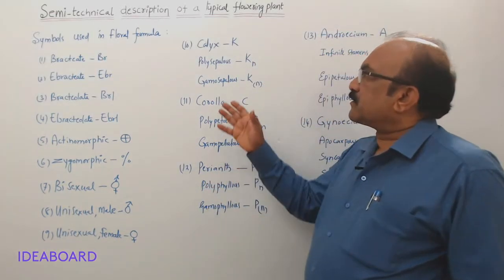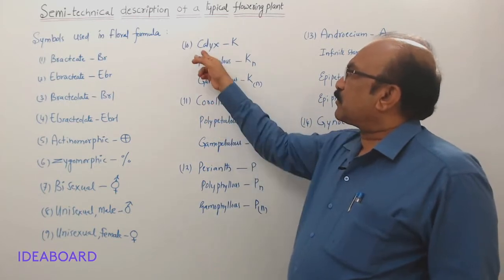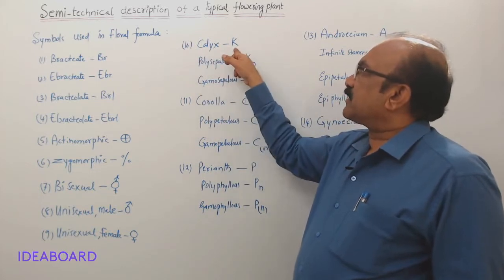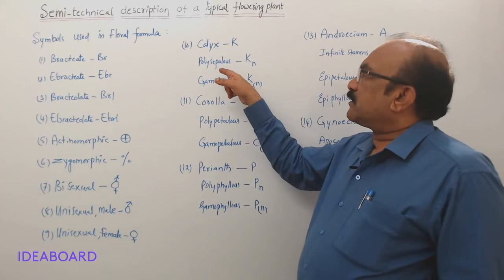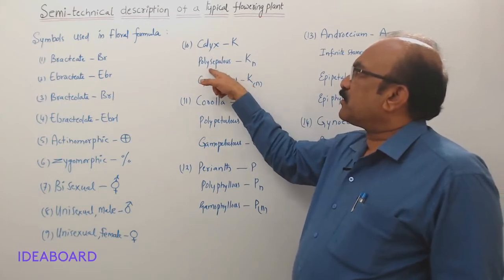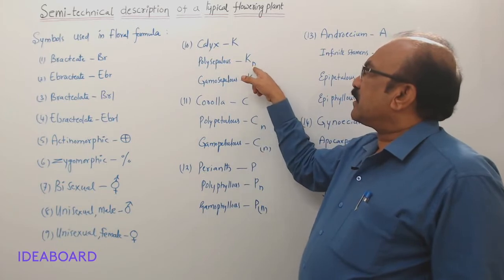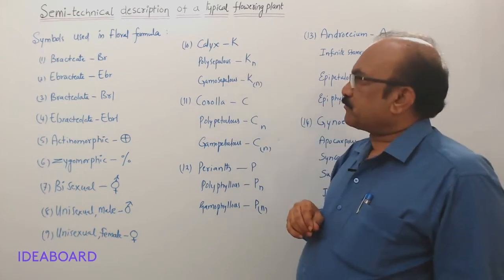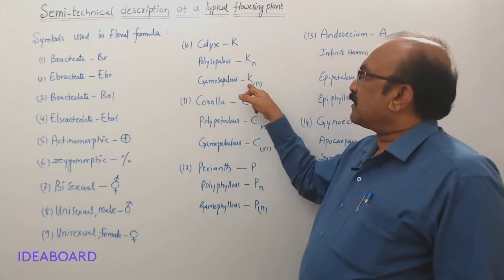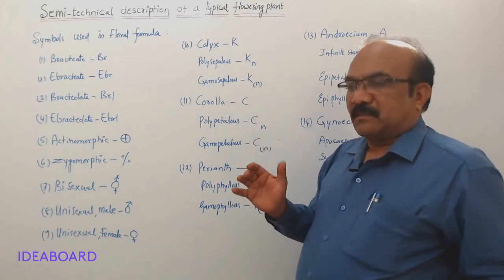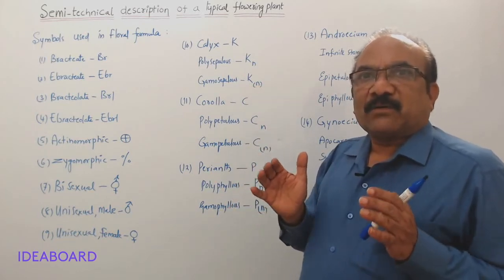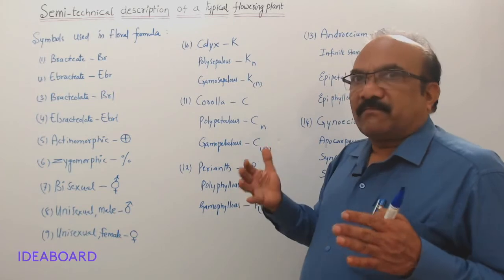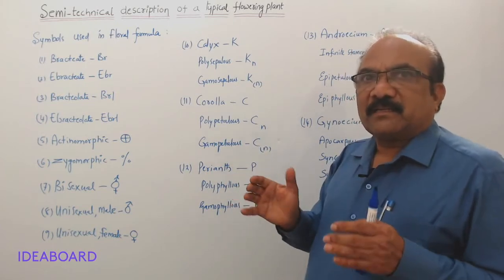Now let us come to the calyx and corolla. Both have the same letter C. So just to differentiate, for calyx we use the letter K. If the sepals are free, we call that polysepalous. Here you can see K with subscript n, where n is the number of sepals. Gamosepalous: you see here K n in brackets. The brackets represent cohesion of the sepals. Wherever we use brackets, that indicates that the parts are united.